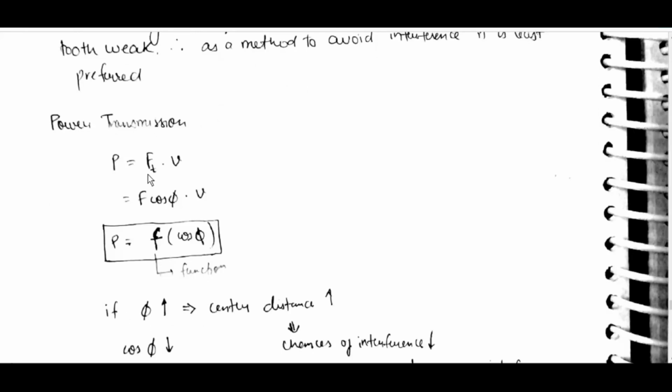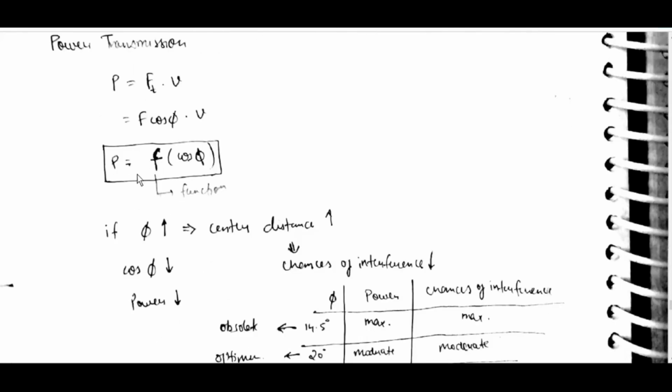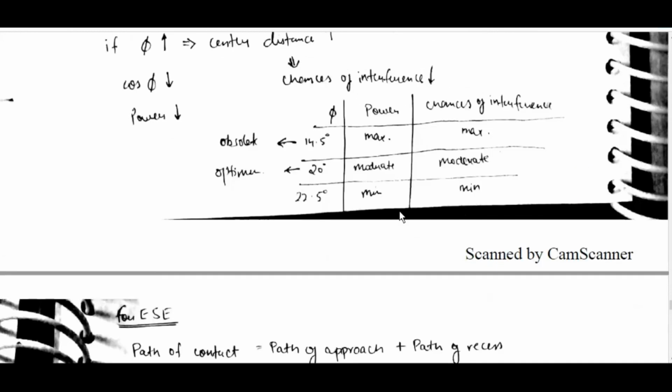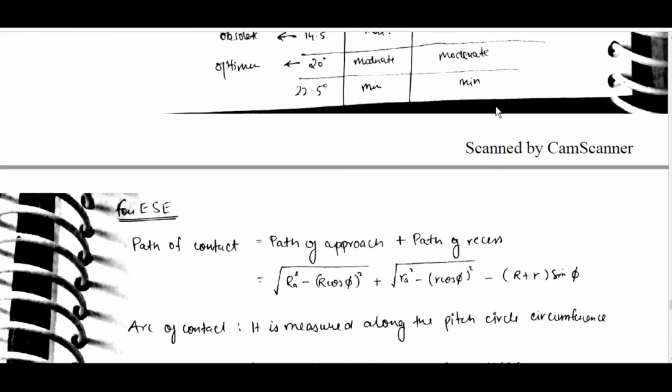Power transmission P is equal to Ft into V, which is equal to F cos phi into V, where Ft is the tangential force. If phi increases, cos phi decreases, so power decreases, but the chances of interference decrease. So at phi equal to 14.5 degrees, power is maximum and chances of interference are also maximum. So it is obsolete and not used right now. 20 degrees, moderate, is optimum. At 22.5 degrees, both are minimum: power is also minimum and chances of interference are minimum.